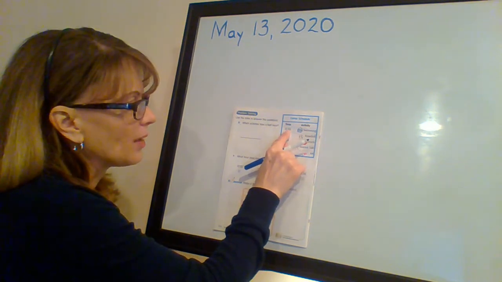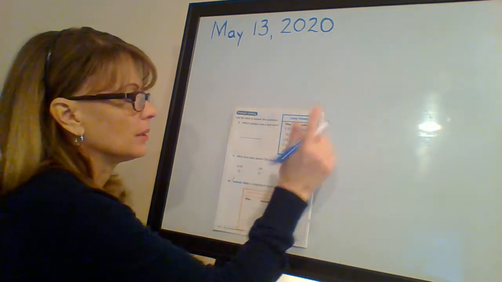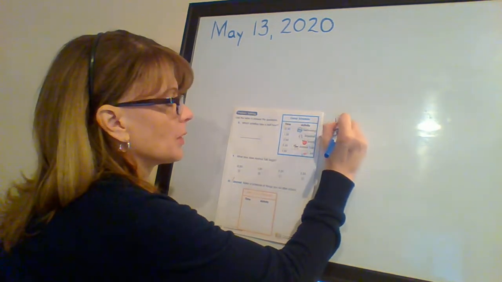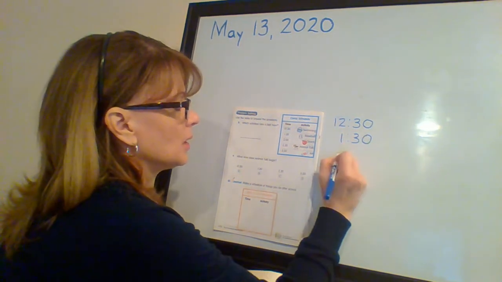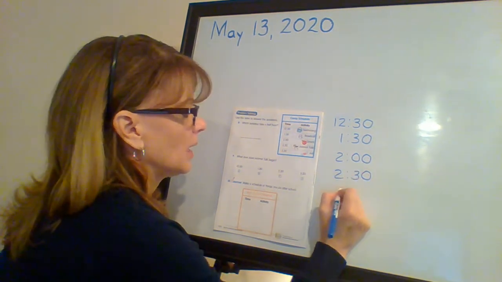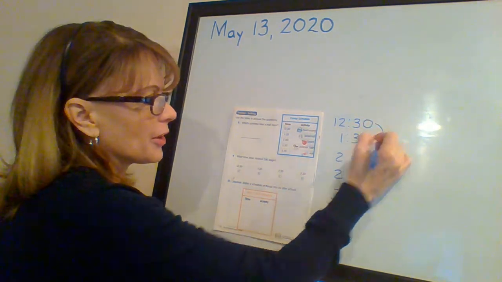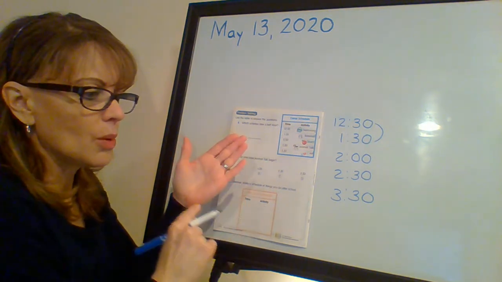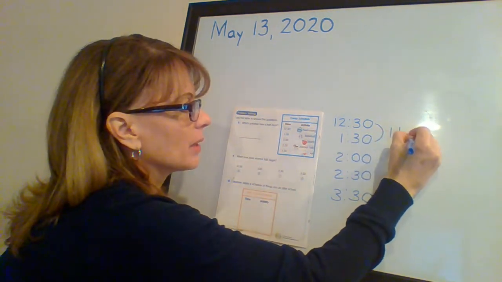If I start at 12:30 and I go to 1:30, that's a whole hour. Okay? So let me write the times over here. 12:30, 1:30, 2 o'clock, 2:30, and 3:30. Okay? From 12:30 to 1:30, right? If you have your clock and it's at 12:30, you have to go all the way around the clock to get to 1:30. So that's 1 hour.